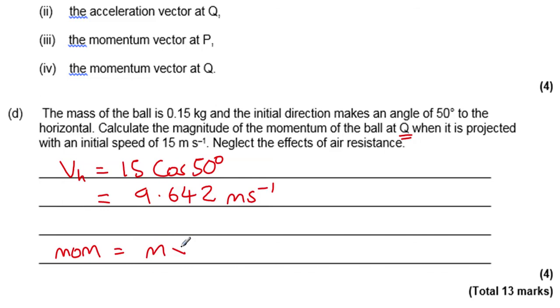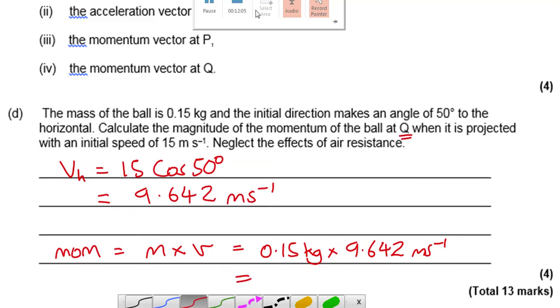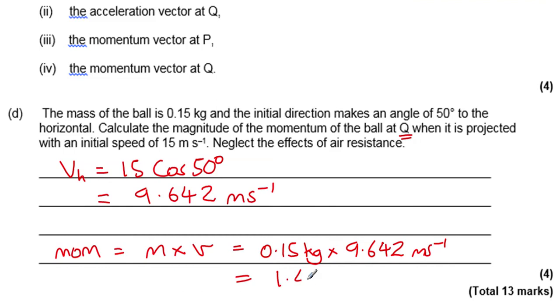Right, and momentum is going to be mass multiplied by velocity. So it's going to be 0.15 kgs multiplied by the 9.642 we had before. And that gets us all of 1.446 kilogram meters per second, right?